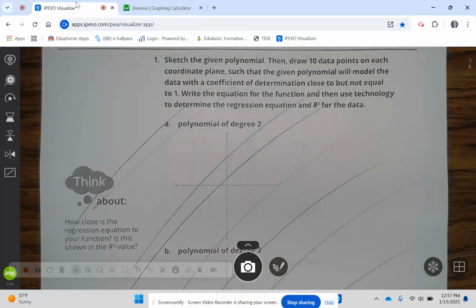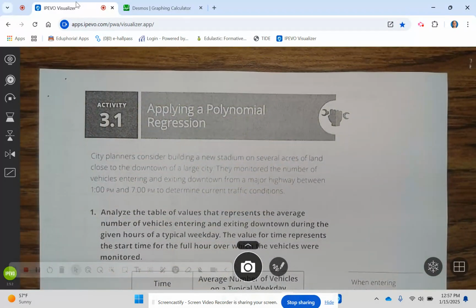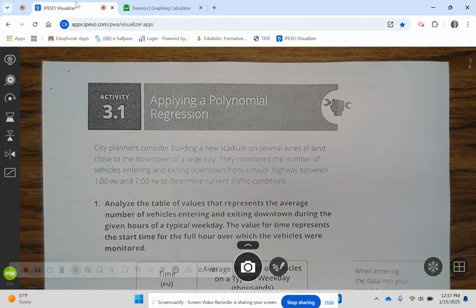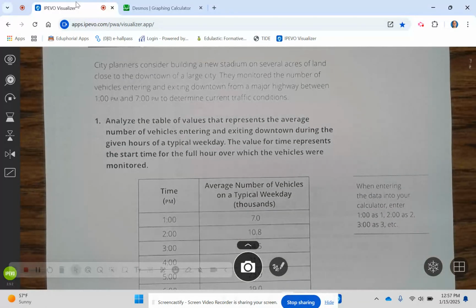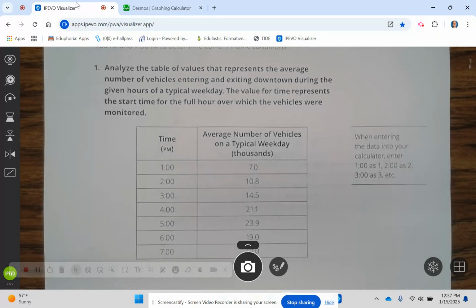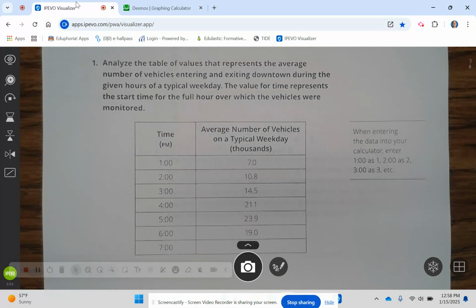All right, let's take a look at the next page. 3.1, applying a polynomial regression. City planners consider building a new stadium on several acres of land, close to the downtown of a large city. They monitor the number of vehicles entering and exiting downtown from a major highway between 1 p.m. and 7 p.m. to determine the current traffic conditions. 1. Analyze the table of values that represents the average number of vehicles entering and exiting downtown during the given hours of a typical weekday. The values for time represent the start time for the full hour over which the vehicles were monitored.